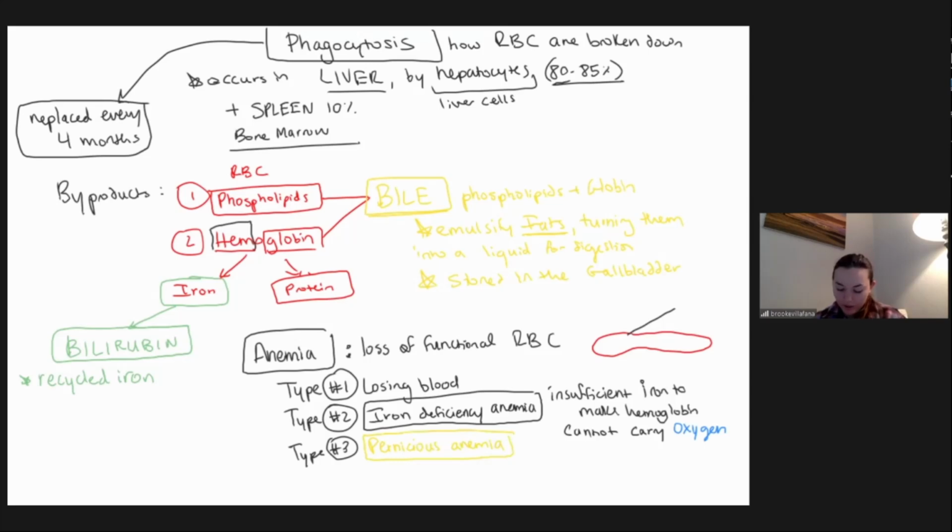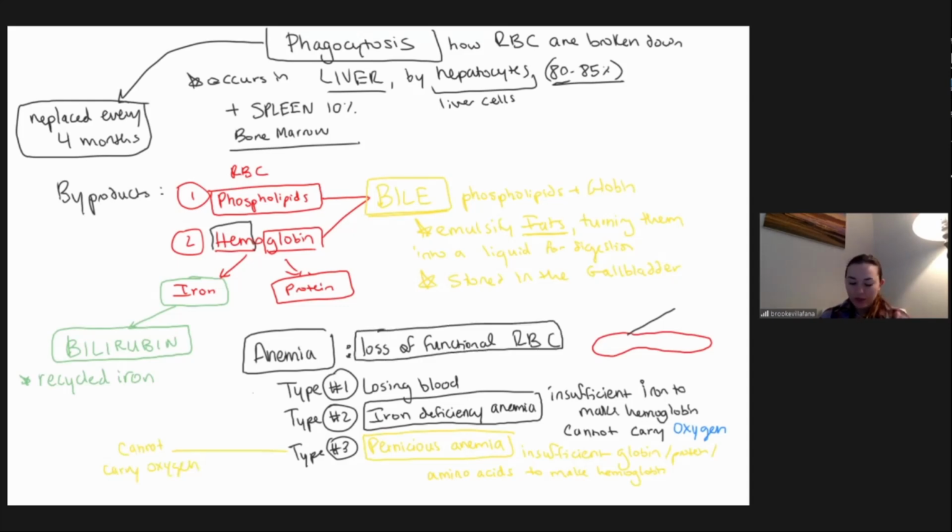Pernicious anemia is when there's insufficient globin. So there's insufficient protein or globin, protein or amino acids, because amino acids make up protein to make hemoglobin. So again, the hemoglobin is just hanging out without arms and it cannot carry oxygen. Again, cannot carry oxygen.